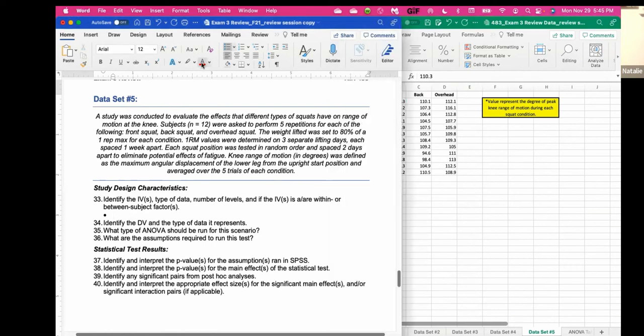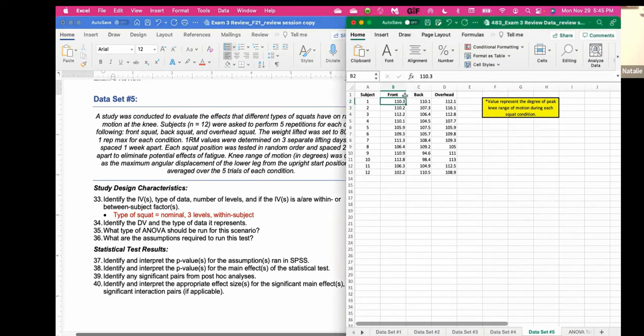So based on that information, the type of squat is our independent variable. It's nominal with 3 levels. And it would be considered a within subject factor because everybody underwent each condition. The way the data are organized right now, you could literally just copy and paste into SPSS. So this one doesn't require any rearranging.